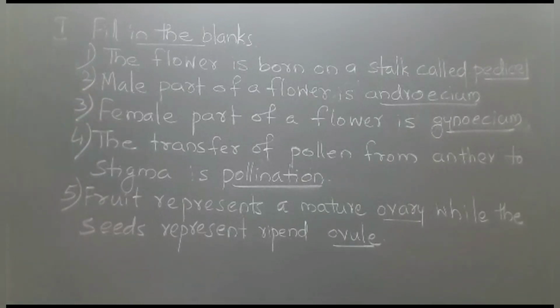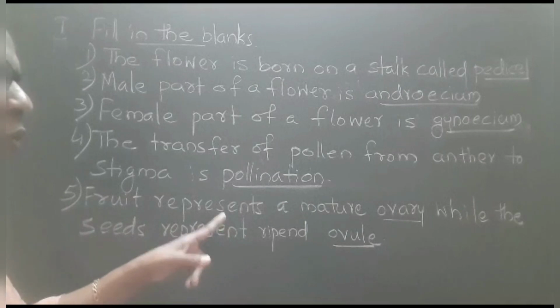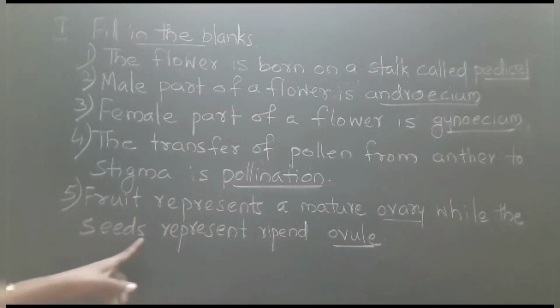Number 2, male part of a flower is androecium. Number 3, female part of a flower is gynoecium. 4. The transfer of pollen from anther to stigma is pollination. Number 5. Fruit represents a mature ovary while the seeds represent ripened ovule. These are the 5 fill in the blanks.